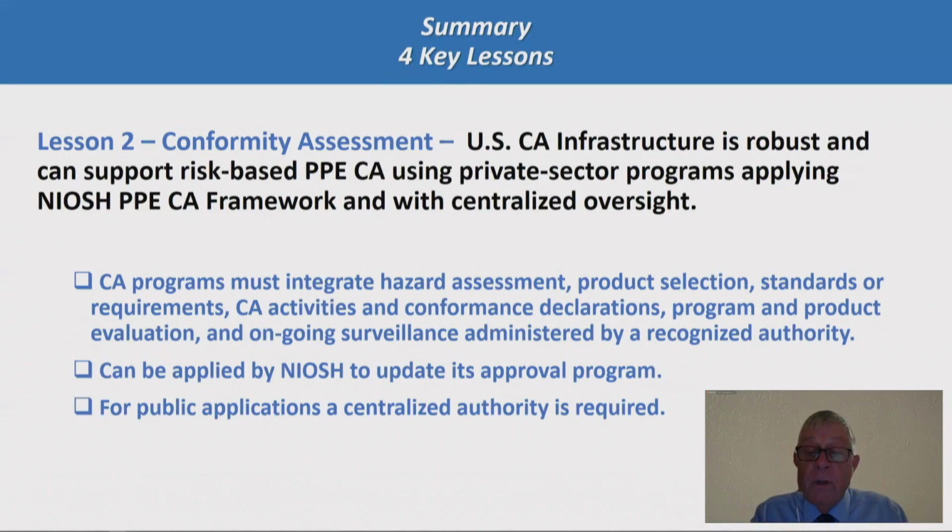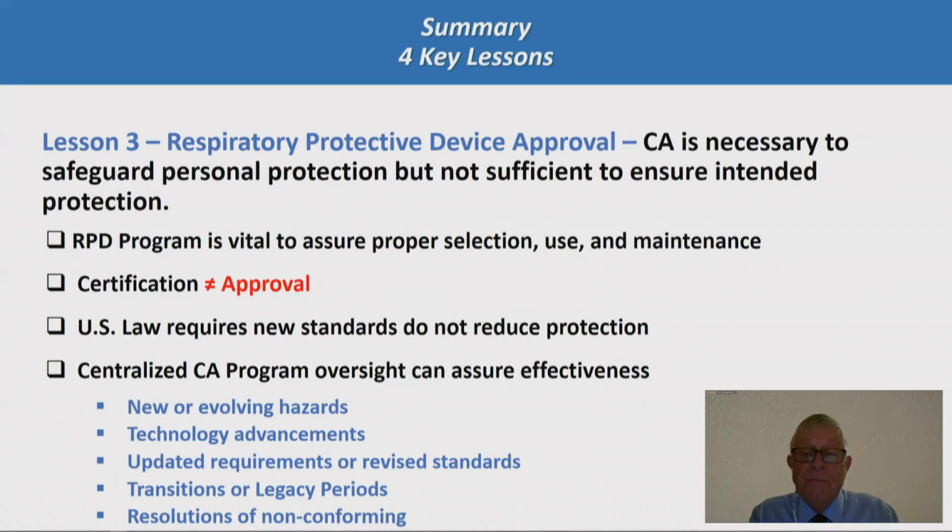Lesson 2. The U.S. conformity assessment infrastructure is robust and can support risk-based PPE conformity assessment using private sector programs applying the NIOSH PPE Framework with centralized oversight. And there isn't any technical reason that NIOSH couldn't use this infrastructure to support and improve its current program. Next lesson, please. Lesson 3, respiratory protection device approval. Conformity assessment is necessary to safeguard protection, but it's not sufficient. And these 4 areas, at least these 4 areas, must be considered.